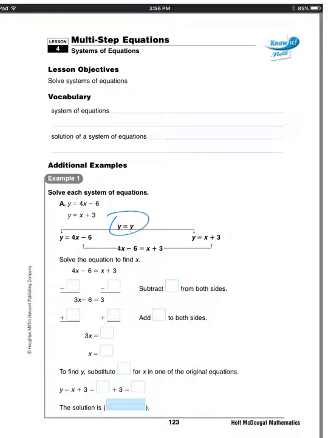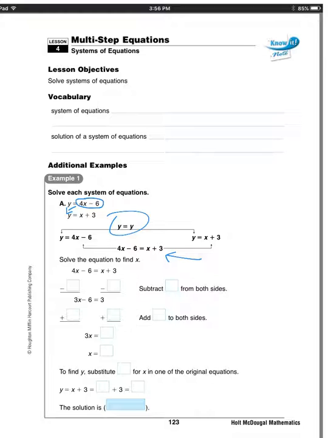Because they're both y equals something, we can set those two equations equal to each other. We can take what the y equals and set them equal to each other. So we have 4x minus 6 equals x plus 3. What we really did is we took this 4x minus 6 and substituted it in for y. Now we are going to solve for x. Both sides have x on them, so the first thing we need to do is get x by itself.